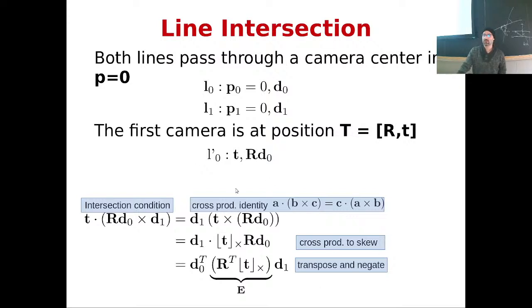Clear? Now, we have done this fantastic cross-product identity. We have applied it and we find that D1 multiplied by T cross R D0 has this specific expression, right? And then also, we could replace the cross-product over here with a cross-product matrix of a vector.